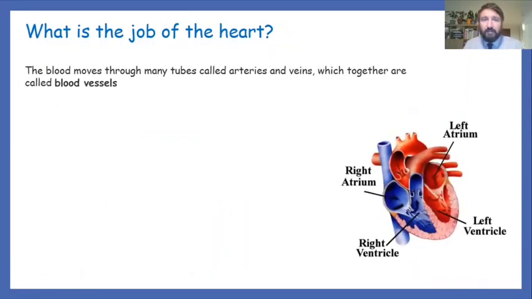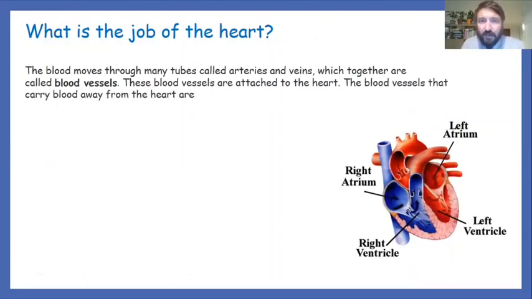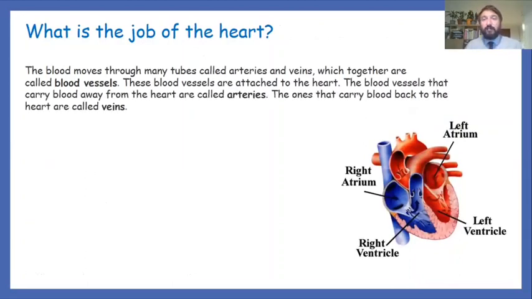Okay, so the blood moves through many tubes, arteries and veins, which work together, and these are called blood vessels. We will look at how blood is carried around the body in later videos and lessons. So we will look at these separately, but it's still worth knowing today. So these blood vessels are attached to the heart. The blood vessels that carry the blood away from the heart are called arteries, okay, and the ones that carry the blood back into the heart are called veins, okay. Now, we will look at that in a separate lesson, okay.